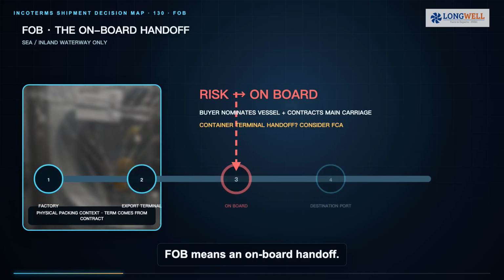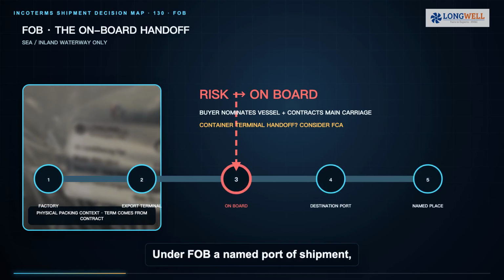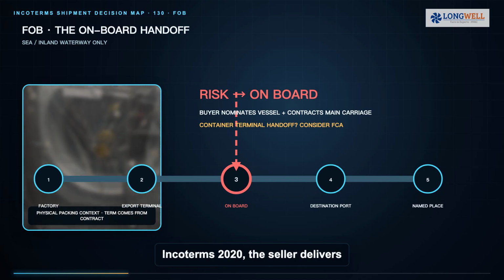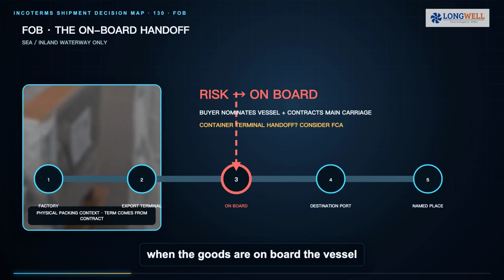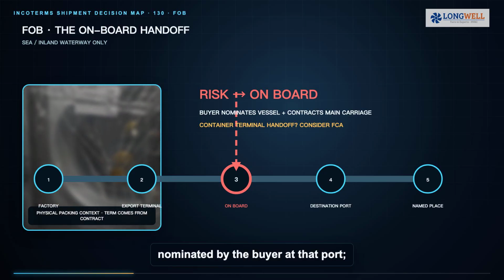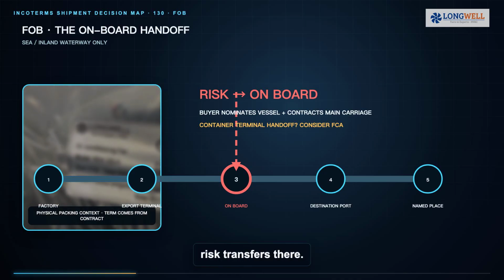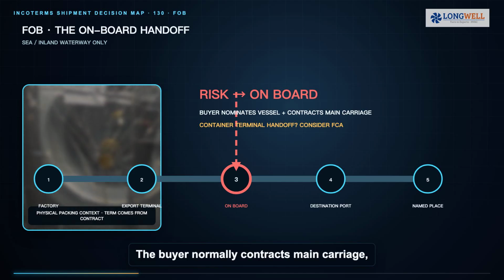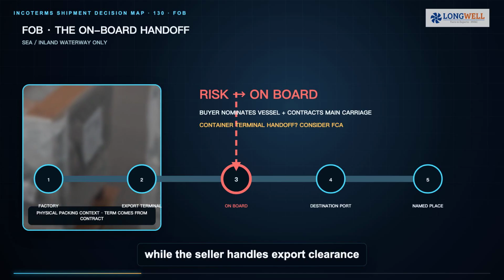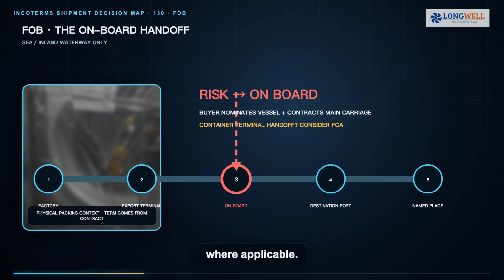FOB means an onboard handoff. Under FOB a named port of shipment, Incoterms 2020, the seller delivers when the goods are on board the vessel nominated by the buyer at that port, and risk transfers there. The buyer normally contracts main carriage, while the seller handles export clearance where applicable.